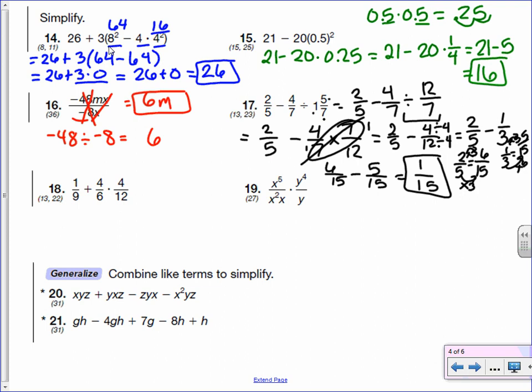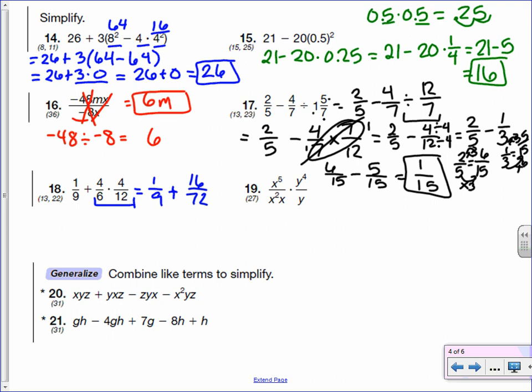1/9 plus 4/6 times 4/12. The multiplication comes before the addition. So I'm going to multiply straight across here. Keep the 1/9 that I haven't done anything with. 4 times 4 is 16. 6 times 12 is 72.